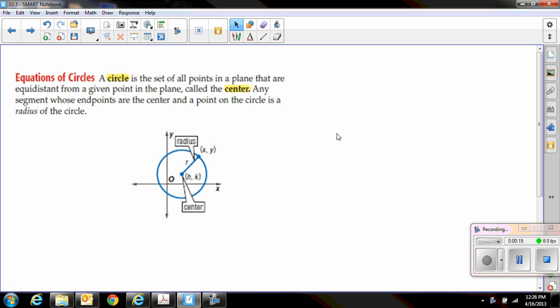A circle is a set of all points in a plane that are equidistant from a given point in the plane, which is called the center. Any segment whose endpoints are the center and a point on the circle is what we call the radius. The circle is actually just this blue part. This would be the inside of the circle, and then everything out here represents the outside of the circle.